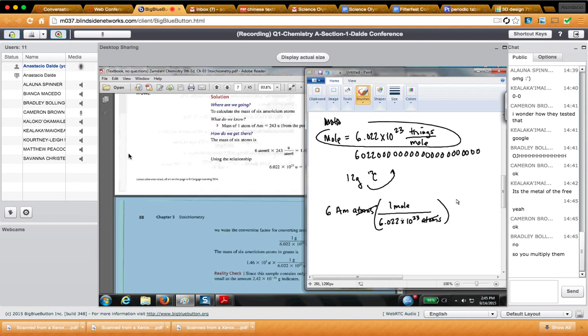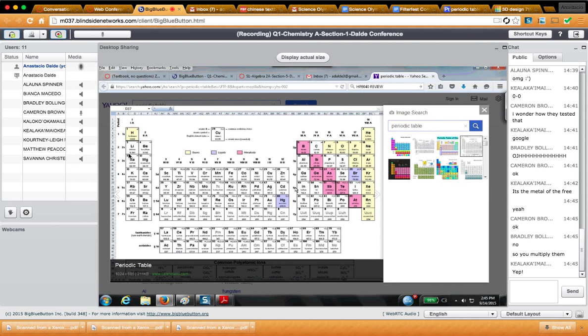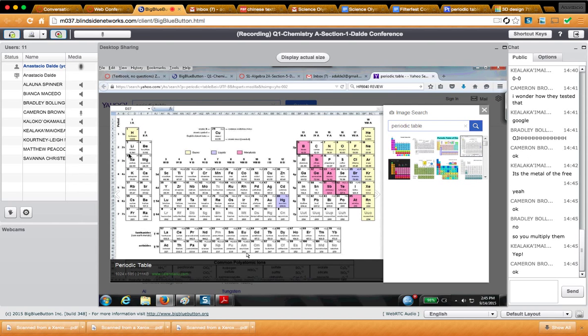Then I know from the periodic table that 1 mole of this stuff, of americium, is 243 grams. Does that make sense? Where did I get the 243 grams per mole, you ask? Well, I looked up americium on the periodic table, which is down here, and that has 243 grams per mole. That's what that number on the bottom represents.